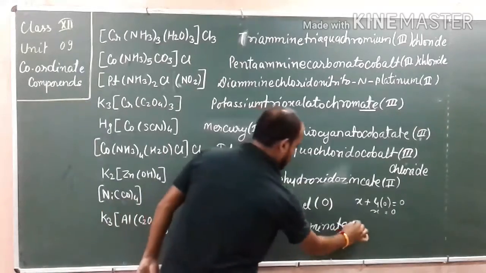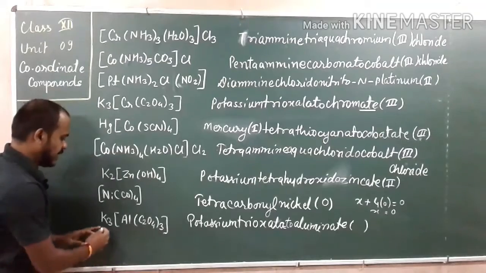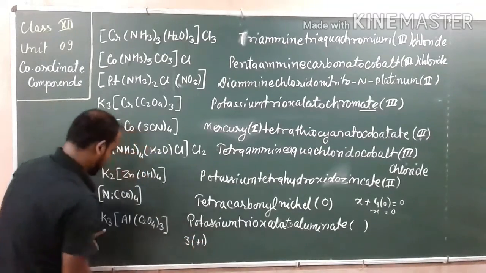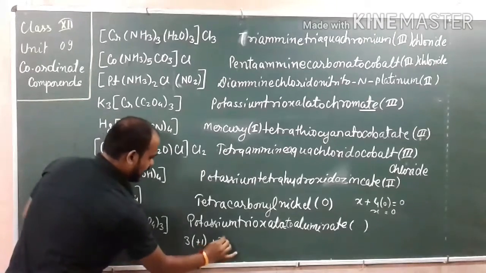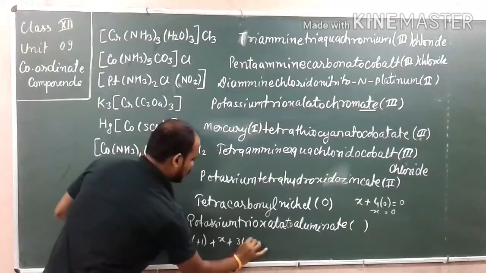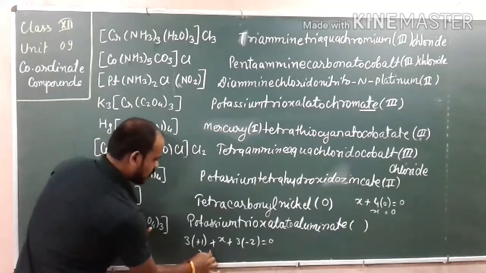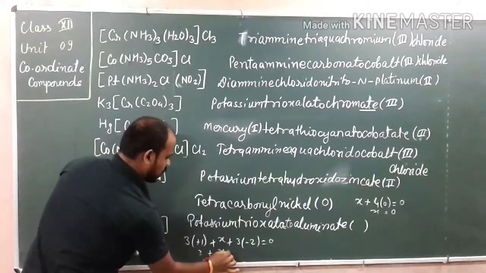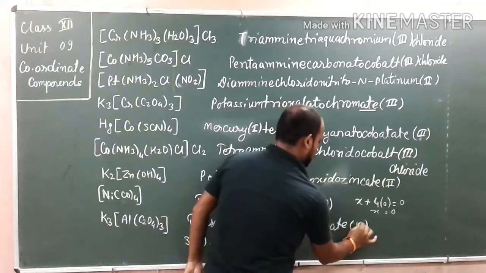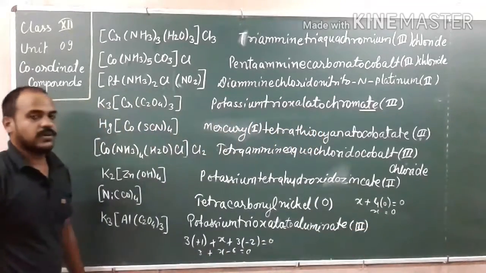And the oxidation number of aluminium can be calculated as: number of potassium is 3, charge on potassium 1. For aluminium it is X, plus number of ligands 3, charge on oxalate -2, equal to 0. So 3 plus X minus 6 is equal to 0. So X is equal to 3. So this will now be 3. In this way we will write the names of complexes.